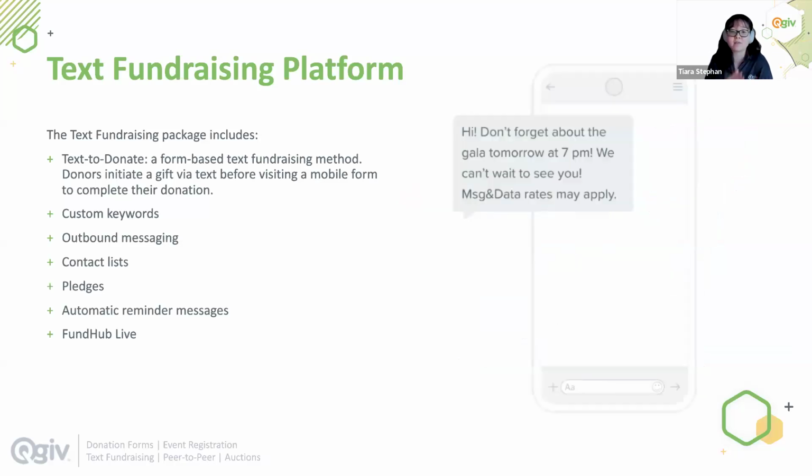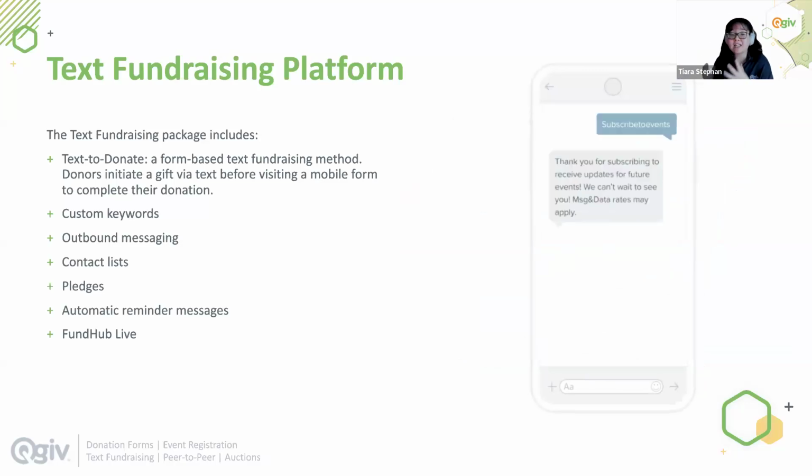Also include outbound messaging, so you can communicate with your donors during events and beyond simple donation appeals. So the example here is an event reminder: hey, our gala is coming up tomorrow at 7 p.m. Don't forget, we're excited to see you there. We also include contact lists.